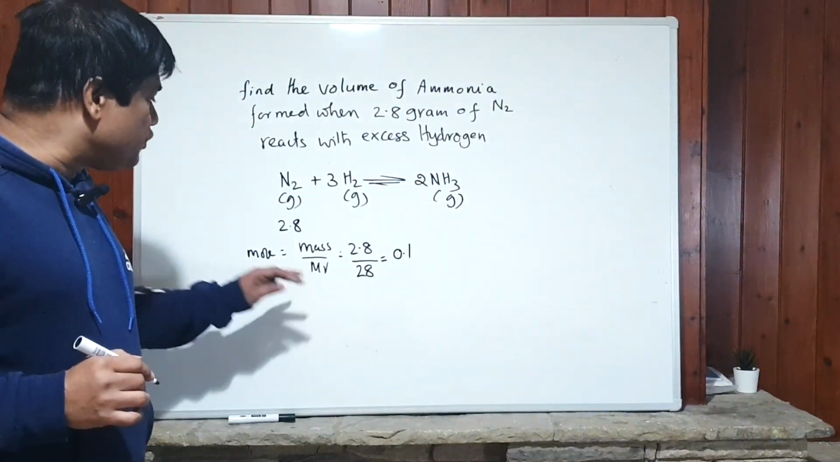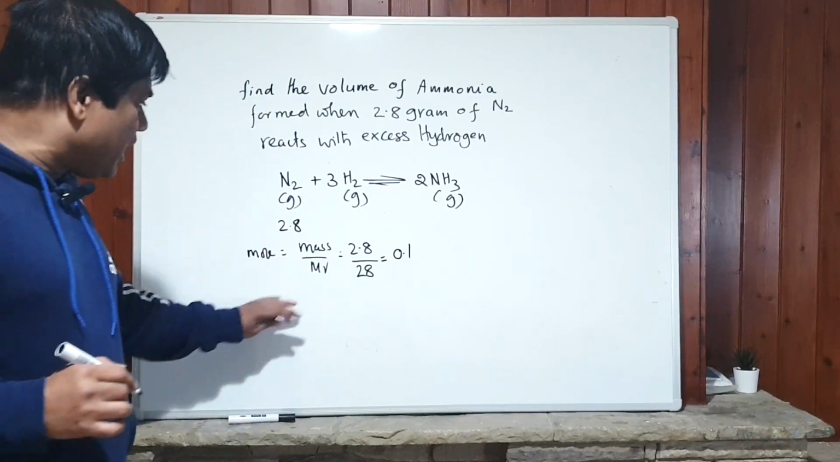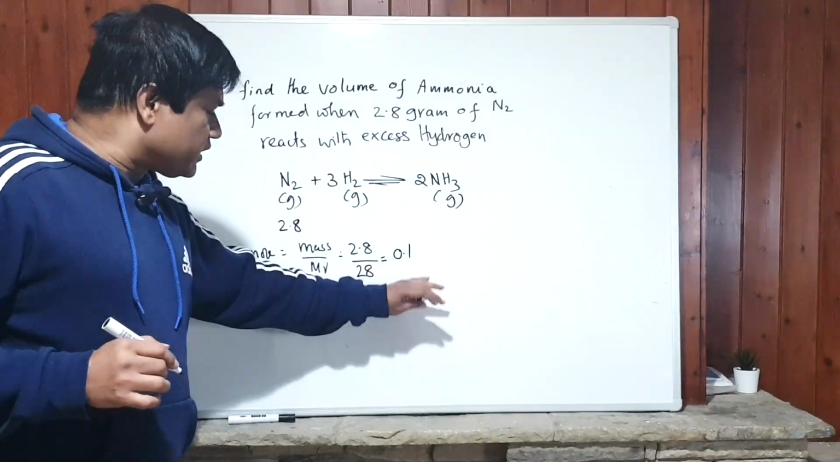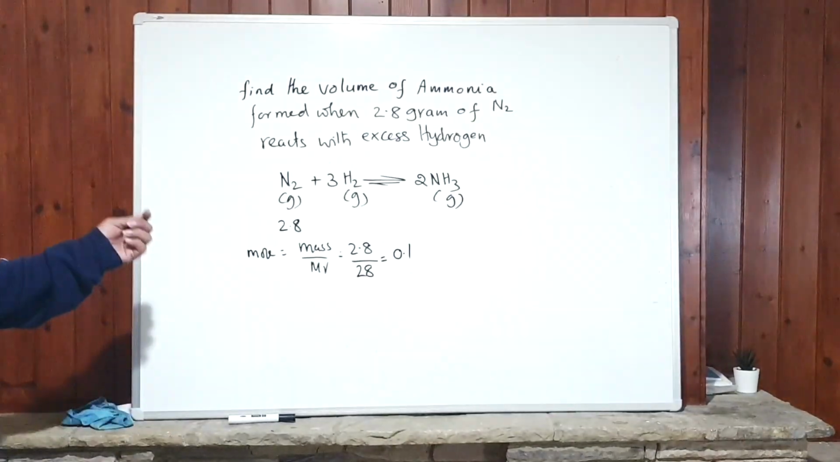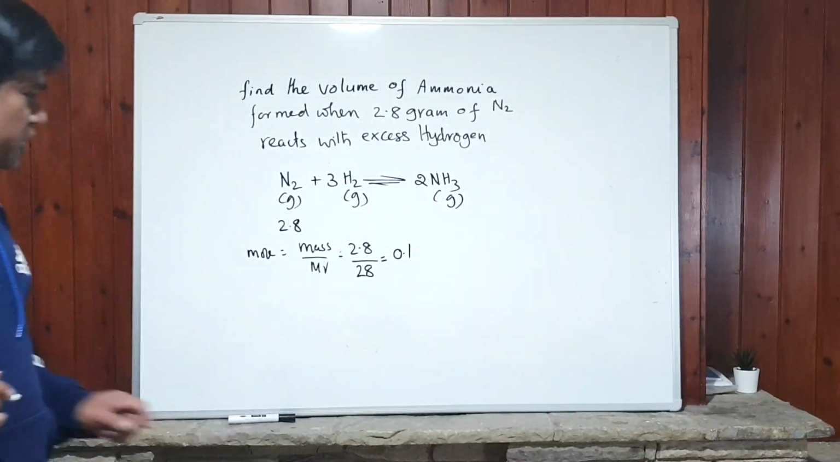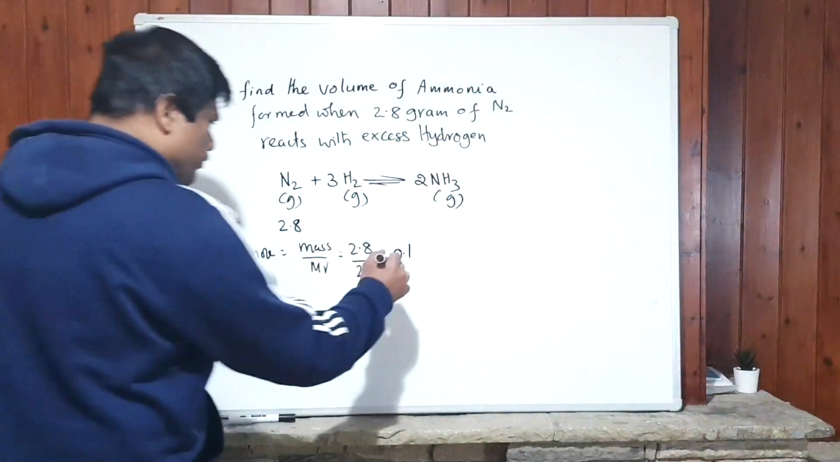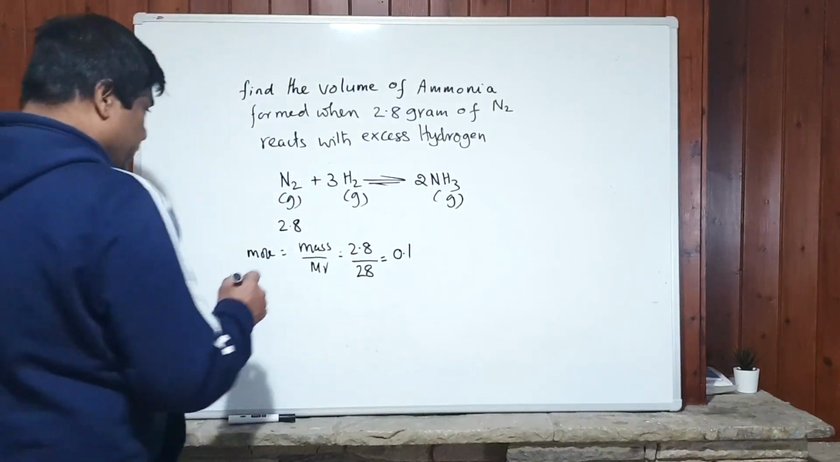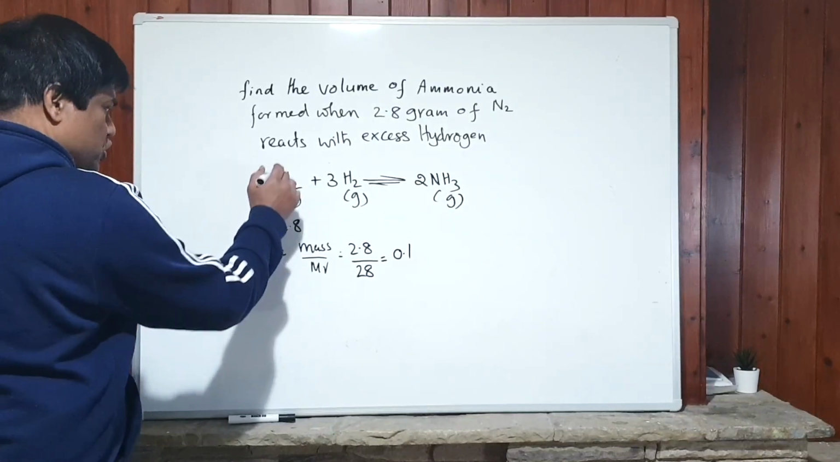I always give you a divisible number. I don't want the students to get confused with the fractions. So I normally give you an easy numeric value so that you can easily divide it. 0.1 mole. Now, look at the molar ratio.